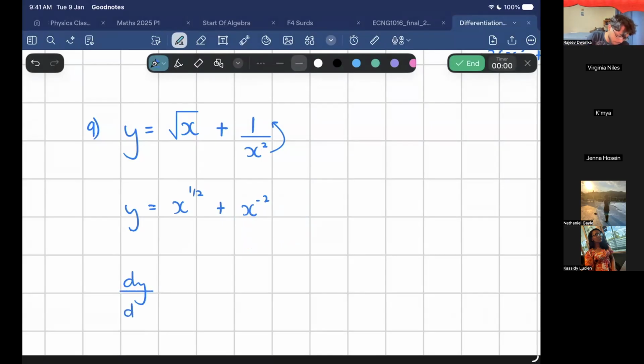Now you would see a half of x to the power negative a half, minus 2x to the power minus 3. Good. So if you had up to this point, that's fine. Don't do any more.